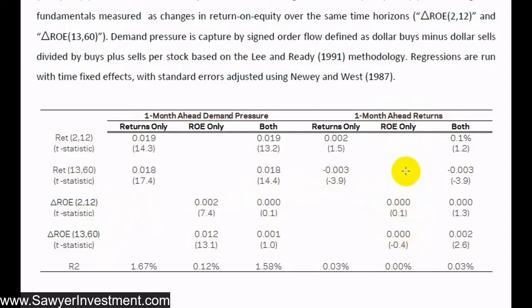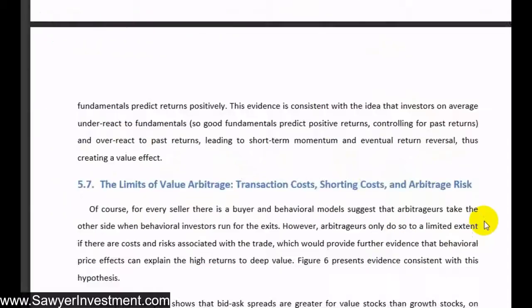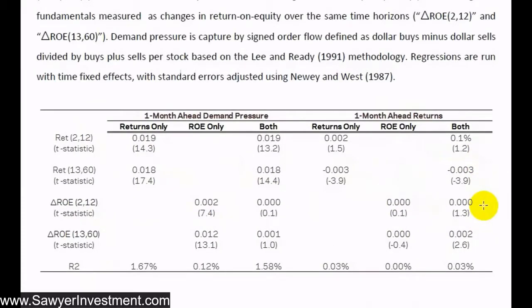However, when we control for the past returns, so whenever we combine them both into this regression, we get some positive predictions of the 1 month returns based on the prior fundamentals. So this is consistent with evidence of other studies that investors underreact to fundamentals, resulting in positive returns going forward, and they overreact to short-term past returns, which leads to short-term momentum gains but reversals later on. And this may be what creates the value effect.